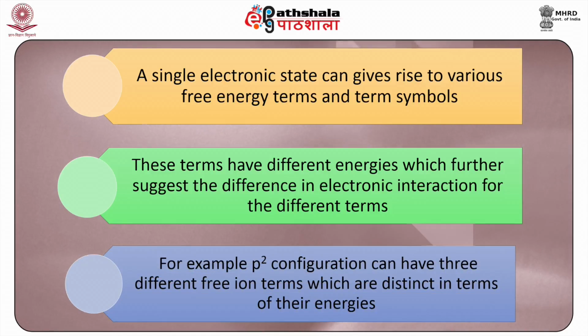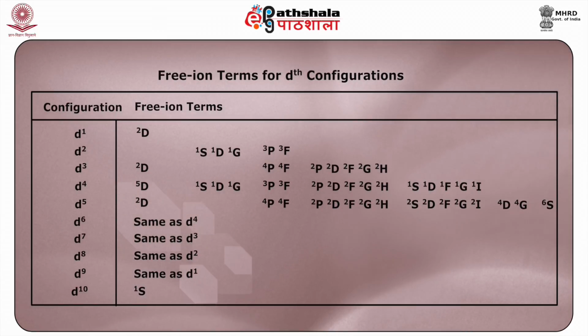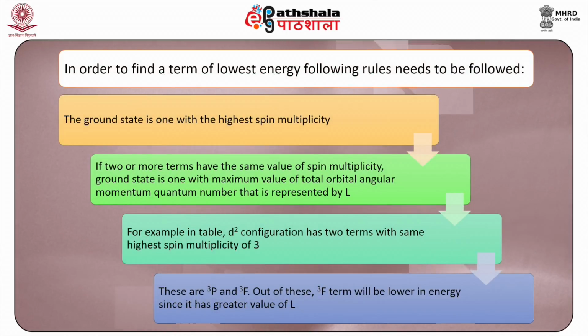For example, the p2 configuration can have three different free ion terms which are distinct in terms of their energies. Various free ion terms for which electronic configurations of the d orbital have been given. In order to find the term of lowest energy, the following rules need to be followed. The first rule is that the ground state is the one with the highest spin multiplicity.